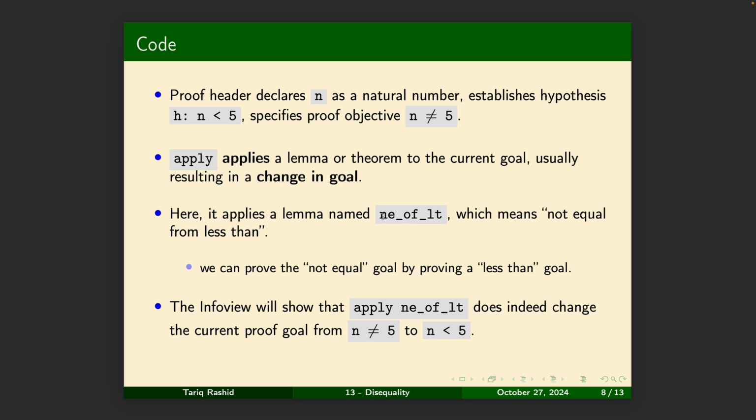So this says not equal, from or of, less than. We want to prove ultimately a not equal. That's our proof objective. From less than, which is where we want to start from, and that's our hypothesis. That's useful. So we can prove the not equal goal by proving a less than goal. And the info view is really helpful to see those changes in goal.